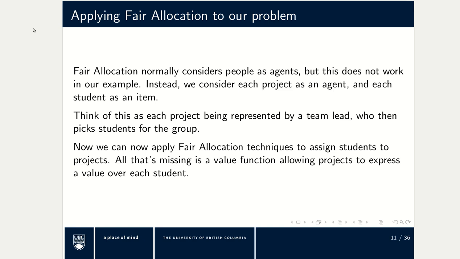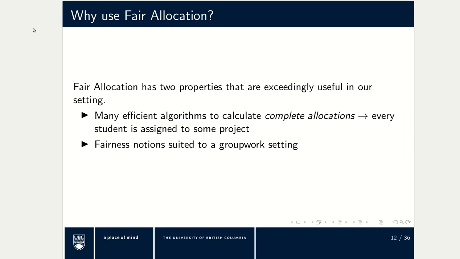And the advantage of that is that there are many efficient algorithms to calculate complete allocations. So that means allocations where every item is assigned to an agent. In our case, every student is on a team. And fairness notions are just generally very well suited to our group work setting. For example, if we run into the situation where some project can't be fully covered, then we can at least ensure that every project has an equal chance as every other project to get completed.